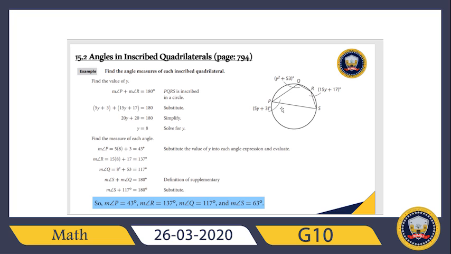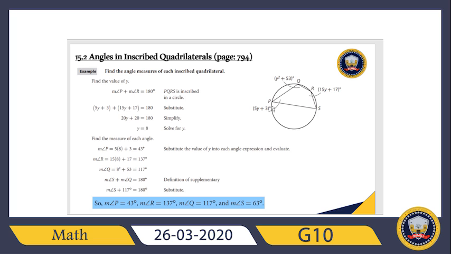We say that the measure of P plus the measure of R equals 180 because PQRS is inscribed in a circle. Then we substitute the expressions. The measure of P is 5y plus 3. The measure of R is 15y plus 17. The sum of them is 180. I simplify my equation. So I have one equation with one unknown, which is y. So you take 20 to the other side, and you divide by 20, and y is 8. Now I'm not done. I just found the value of y. Now I need to substitute to find the angle measures.